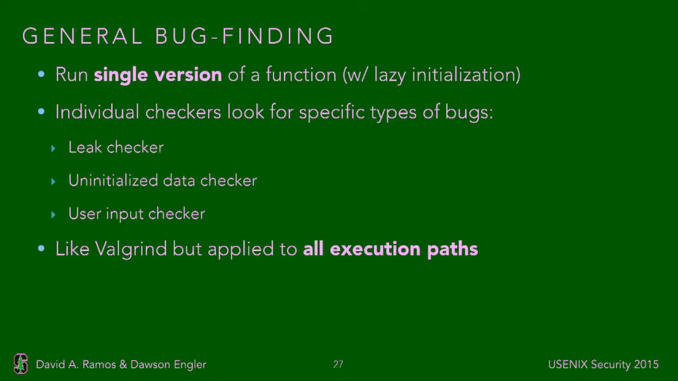The other use case we look at in this paper is general bug finding, where we look at a single version of a function in isolation, however, still with lazy initialization. And we wrote 3 individual checkers that look for specific types of bugs. We wrote a leak checker, an uninitialized data checker, and a user input checker that are conceptually like Valgrind, except we apply them to all execution paths through a particular function.